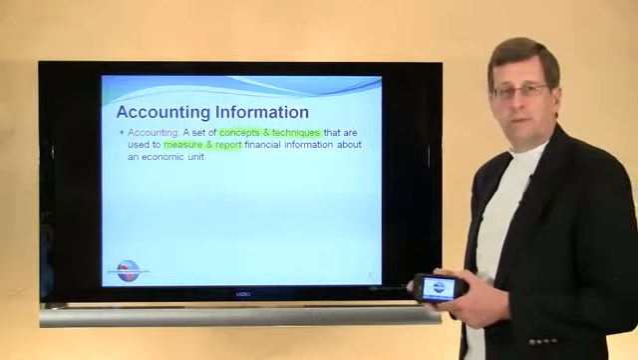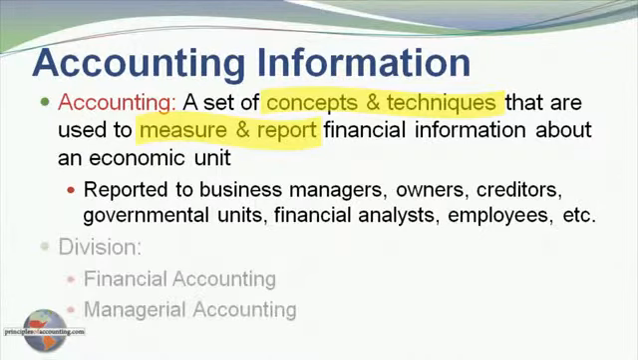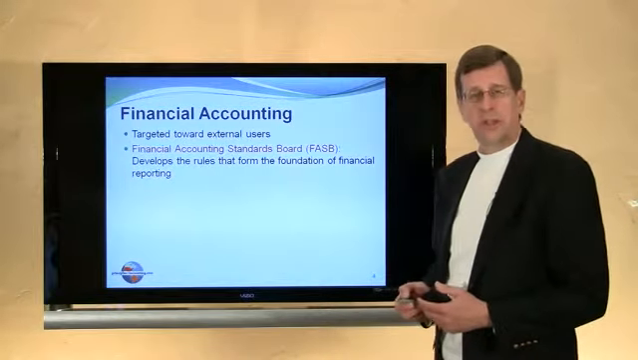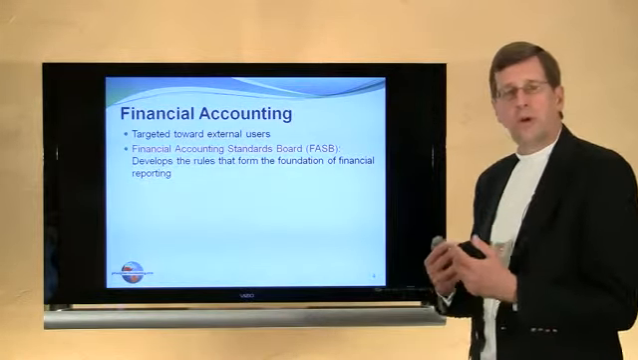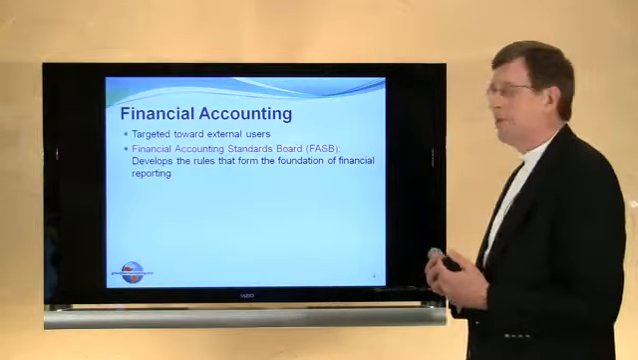Accounting information is useful to business managers, owners, creditors, governmental units, financial analysts, employees, labor unions, and so forth. There's a broad group of interested parties in accounting information, which largely leads to a division of accounting between considering it as either financial accounting in nature or managerial accounting in nature. Financial accounting is targeted toward external users because external users don't control the particular information flow that they're receiving. It's instead based upon standardized rules.